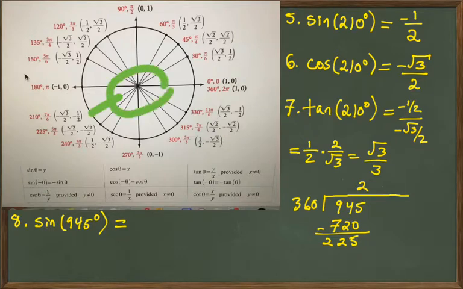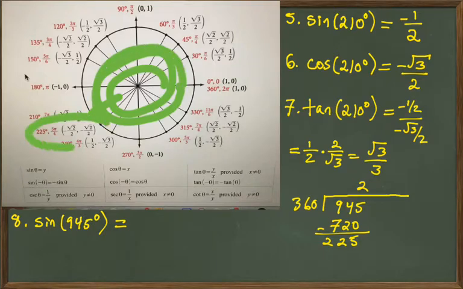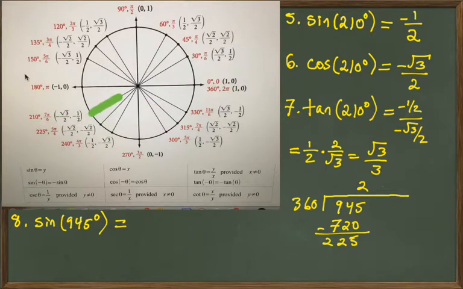So we're going to spin around once, there's 360, and then 720, and then we're going to go another 225 degrees, and so we're going to end up right here. And so once we've done that, it's going to be essentially the same thing as the previous example. So the sine of 945 degrees is the same thing as the sine of 225 degrees.